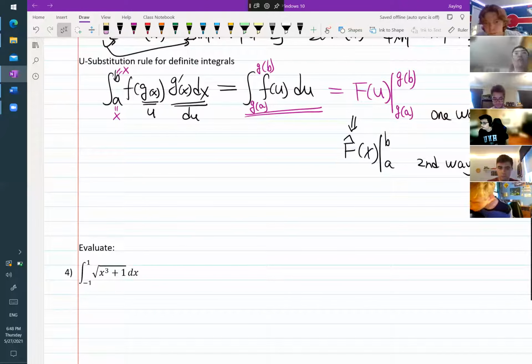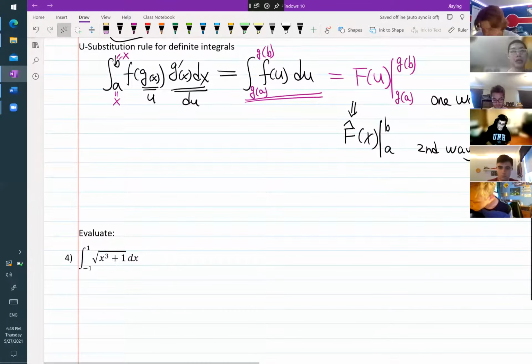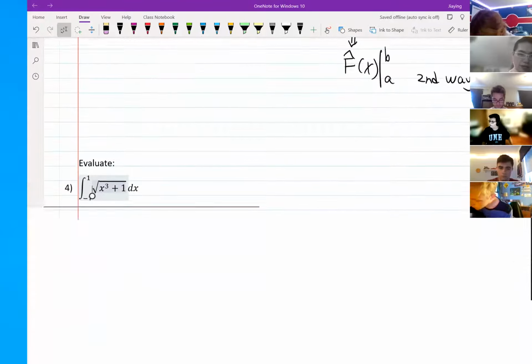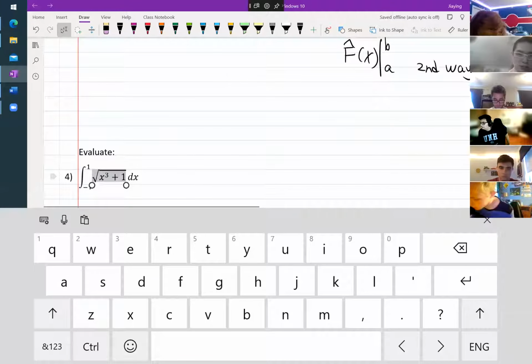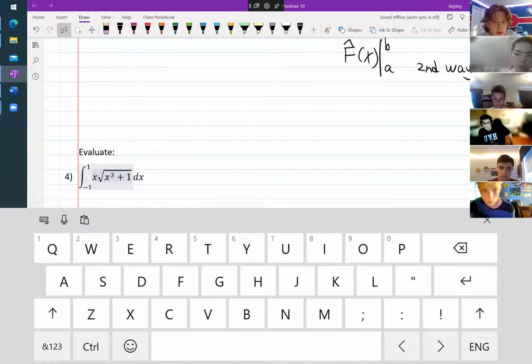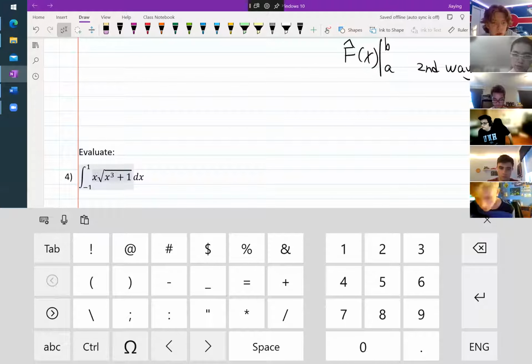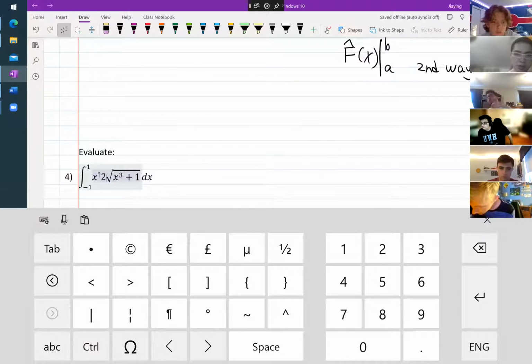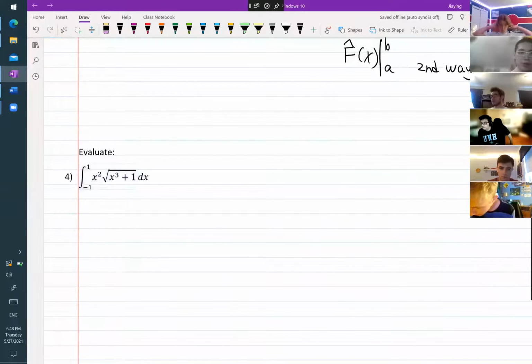All right, there's a problem with this example. I forgot to put x squared there. Oops. Okay, so I forgot to put x squared in that expression.